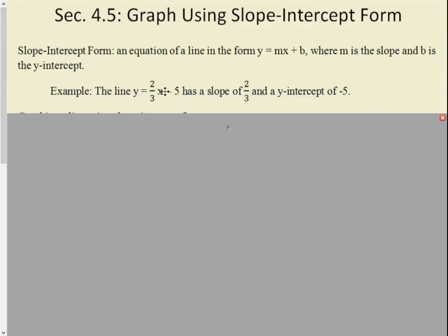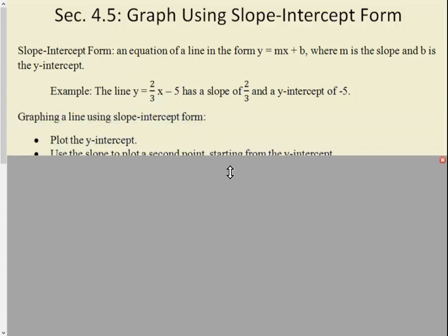So for example, if we look at this equation, y equals 2/3 x minus 5, we know from this equation that the line has a slope of 2/3, that's the coefficient of x, and a y-intercept of -5. There's the y-intercept, the constant by itself.